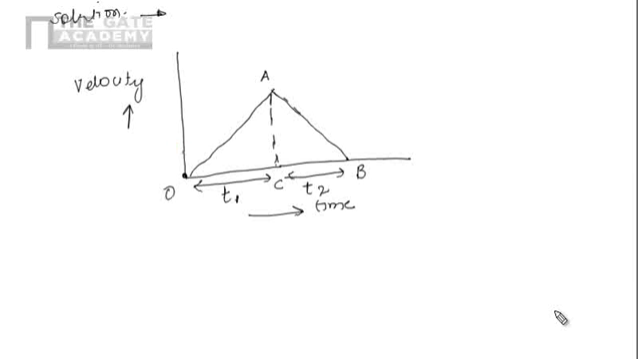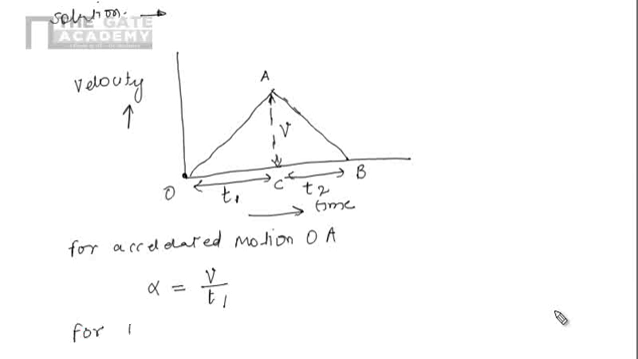And if you see this, for accelerated motion, we can write acceleration is nothing but change in velocity by time. So this one is nothing but here it is v. So now I can write for accelerated motion OA, acceleration, that is alpha, is nothing but velocity by t1.